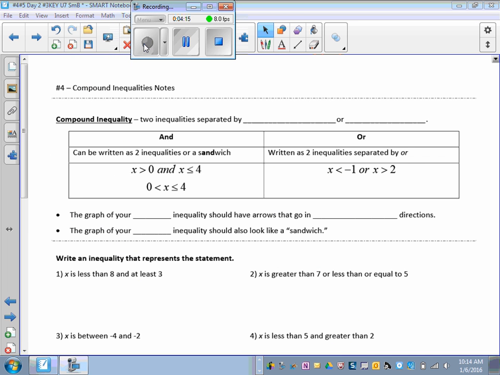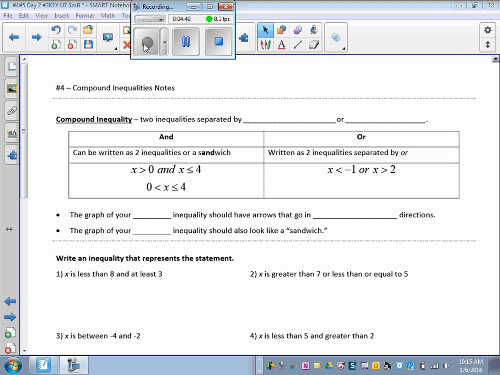Okay, so today's topic that we're learning about is called compound inequalities. So having looked at the notes just briefly, does anyone know what a compound inequality is? 2 things. Yeah, it's 2 things. We have basically 2 inequalities. Compound usually means more than one thing compounded together. So a compound inequality is when we have 2 inequalities that apply to each other.